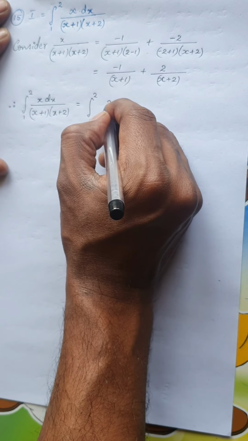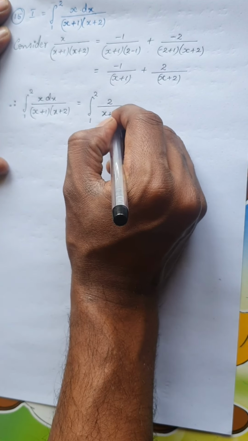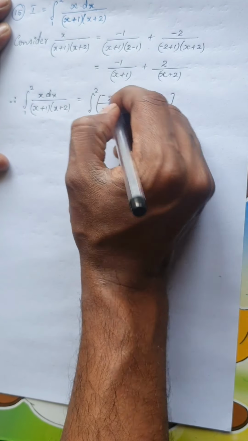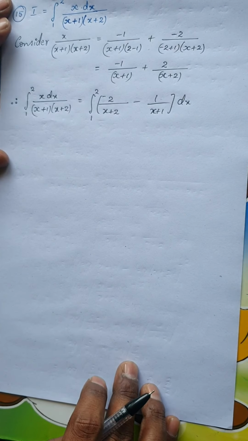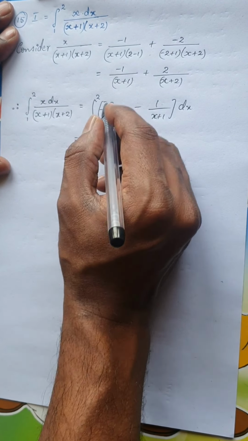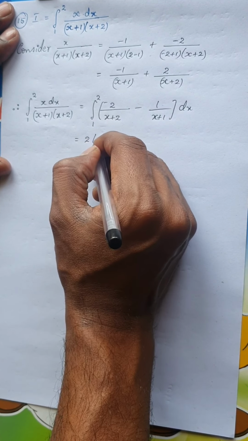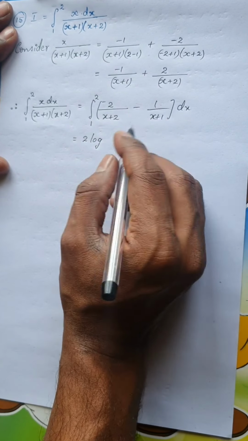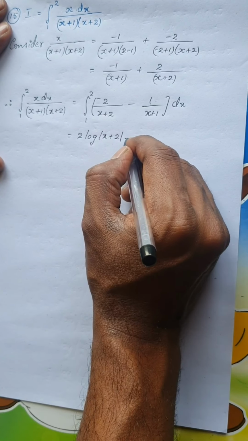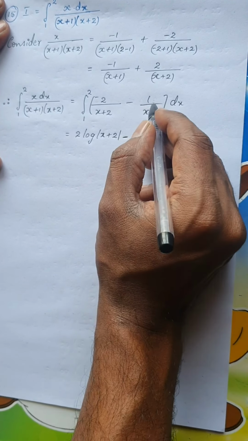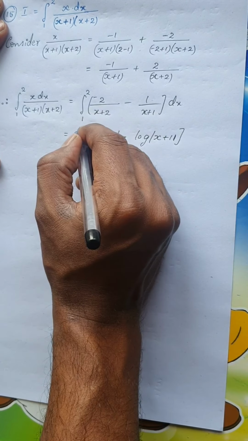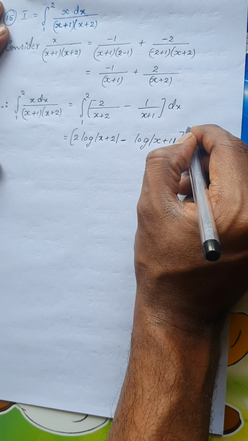So this would be nothing but the integral within the limits 1 to 2 of 2 divided by x plus 2 minus 1 divided by x plus 1, integrated with respect to x. Now 2 is a constant here, let us keep it as it is. So the integral of 1 by x plus 2 dx is log of mod x plus 2, minus, similarly, log of mod x plus 1, integrated within the limit 1 to 2.